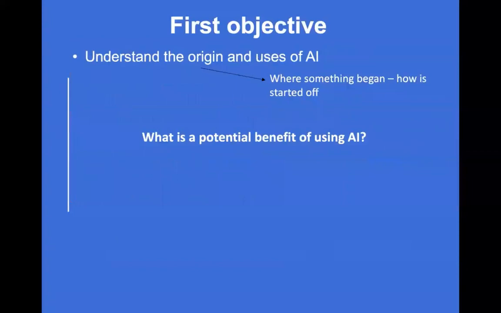We've gone through the first objective, so understand the origin and uses of AI. We've looked at uses of AI. Right at the start, we've looked at self-driving cars, we looked at social media, we've looked at games. Now, why would you use it? What benefit does this have? Why is a self-driving car useful?